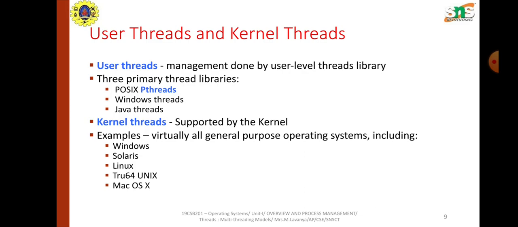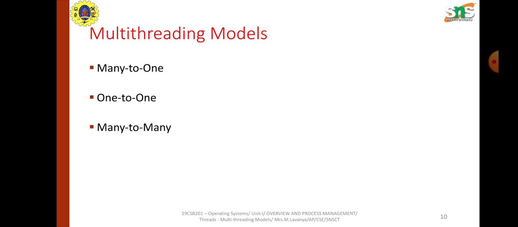We have already seen mode of operation, right? In that, kernel will be executing these threads. Examples of these kernel threads are Windows, Linux, Solaris, Unix, Macs. These are the kernel OS supported threads. These are generally done by the operating system. Kernel is nothing but the operating system.